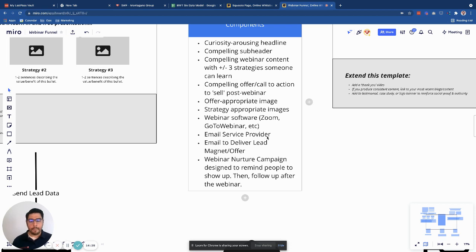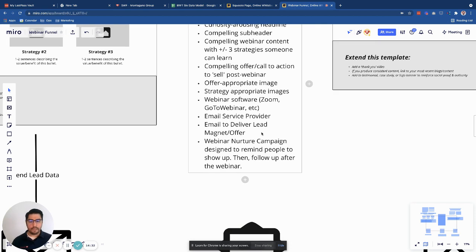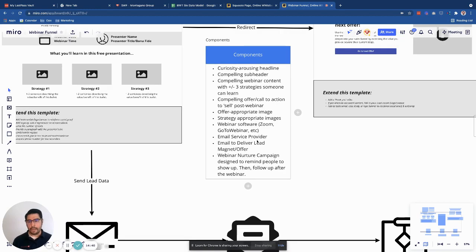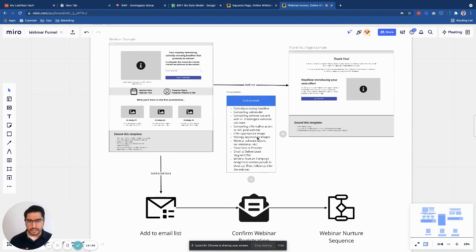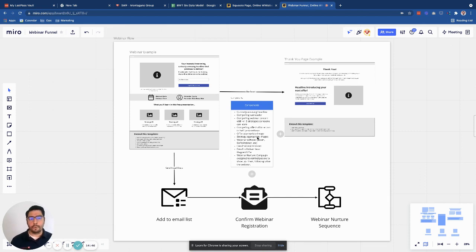You also need an email service provider to deliver your webinar registration emails and your webinar nurture campaign. So those are the main components that you'll need in order to make your webinar successful. Hopefully you found this interesting and helpful for your business.